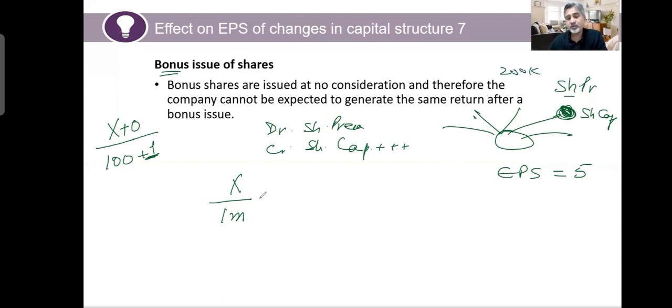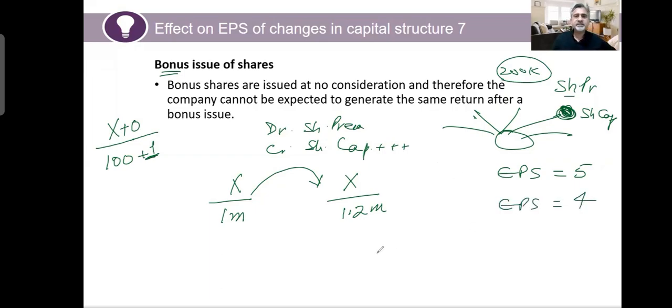Then after giving you this, in the next year, what will happen? My earnings will remain the same because you didn't give me any cash. The business performance, the business operation, the business activities, the projects are the same because we did not make any cash investment. So we are making the same X dollar profit, but this time we have 1.2 million shares, because 200,000 shares I gave you as bonus. And suddenly the EPS will fall down to 4.